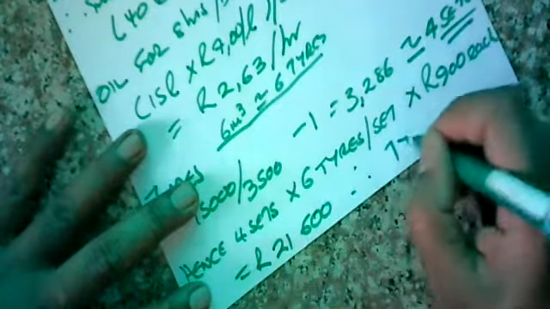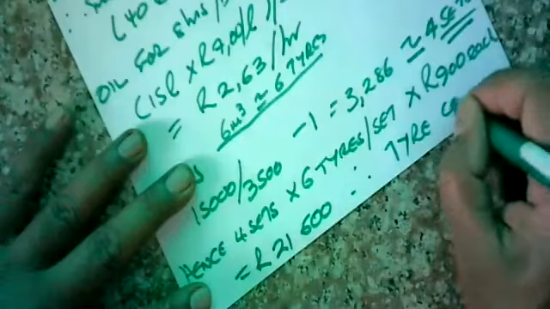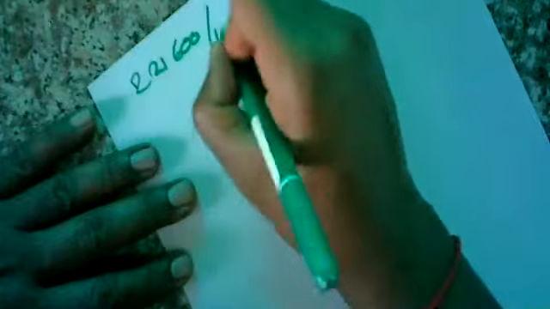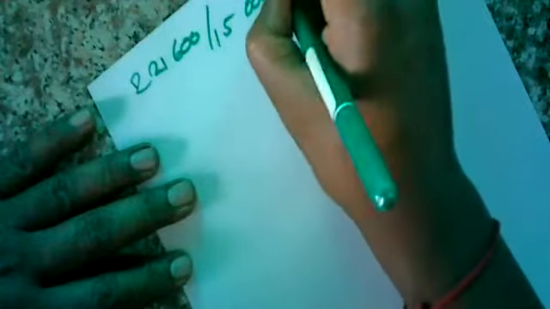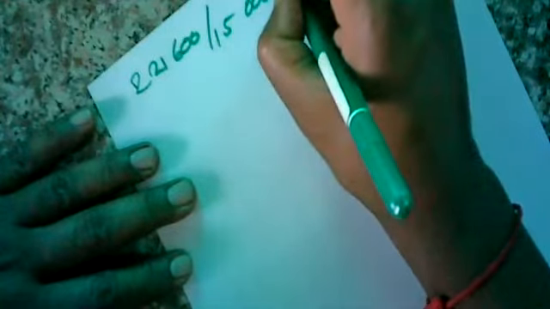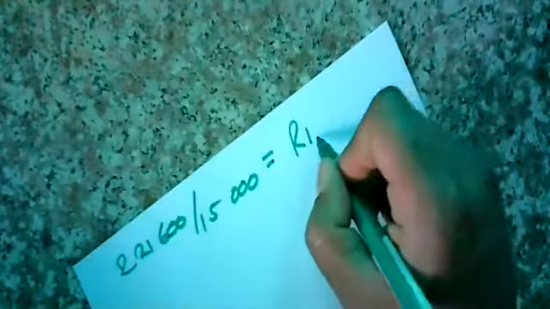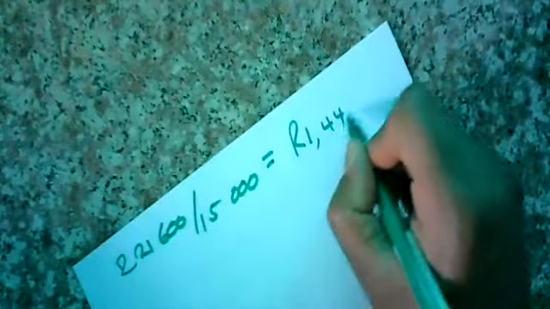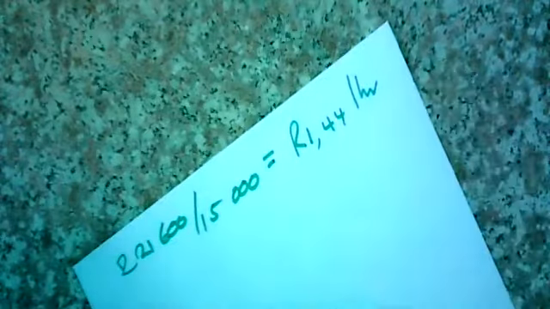therefore tire costs is equal to 21,600 over 15,000 and we get cost of 1.244 per hour.